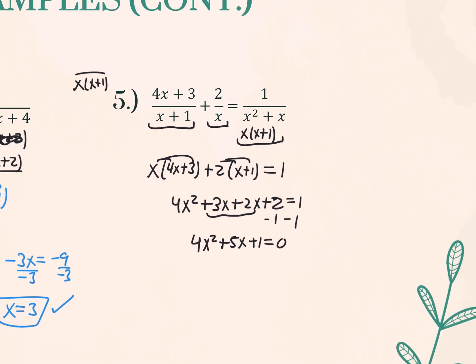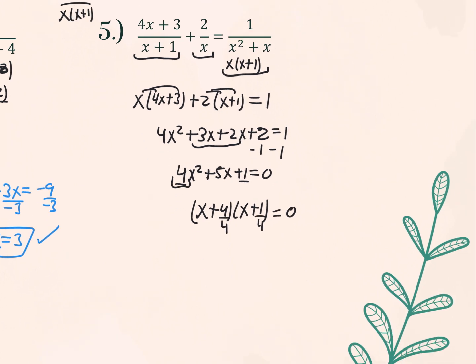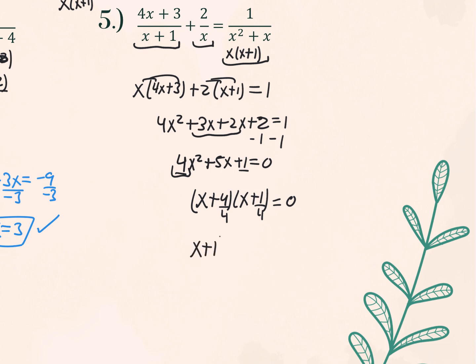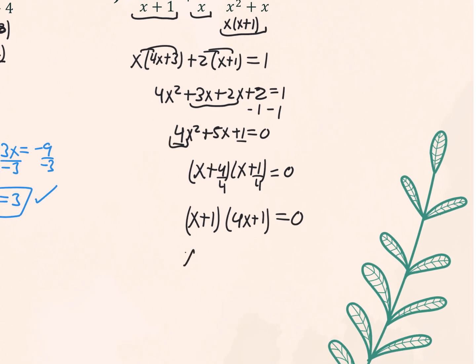And so it looks like this is something that we can factor. So I'm going to do 4 times 1. Factors of 4 that add to 5 are 4 and 1. So it's going to be an x plus 4, x plus 1, divide by that 4, equals 0. All right, so this is going to leave me with an x plus 1 and a 4x plus 1 equals 0. And then set both of these equal to 0. I get x equals negative 1 and x equals negative 1/4.